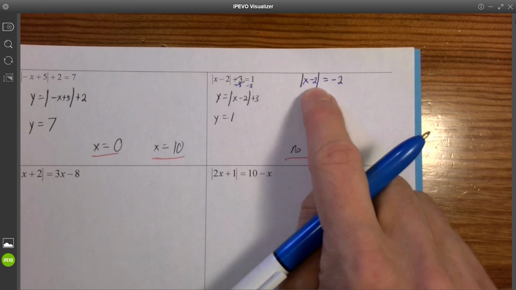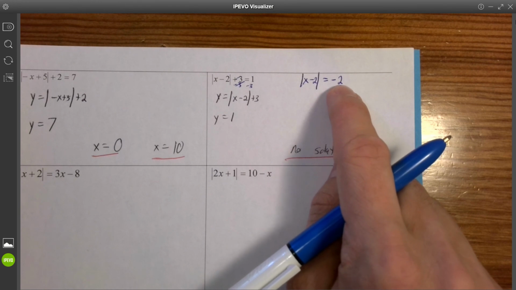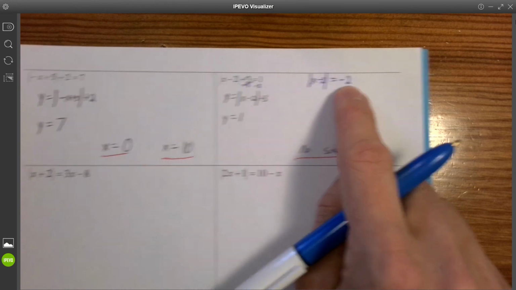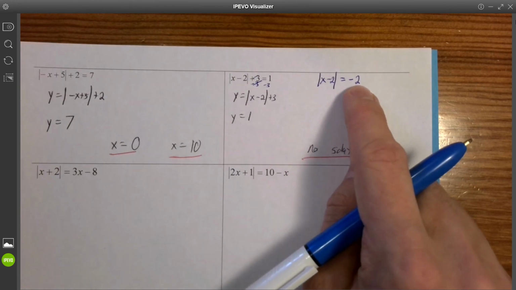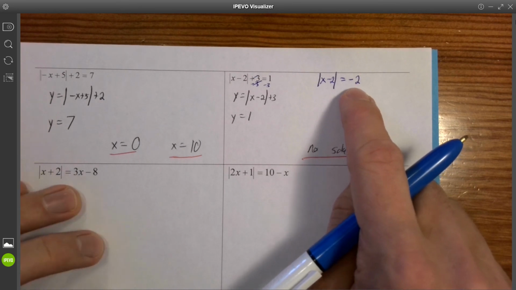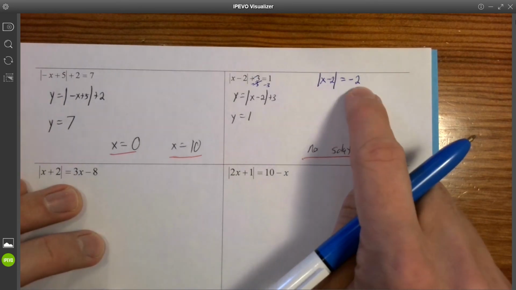Absolute value represents distance. No one ever looked at you and said, I ran negative 2 miles today. That doesn't even make sense. Even if they ran backwards, they ran 2 miles. They didn't run negative 2 miles. So absolute value cannot equal a negative.